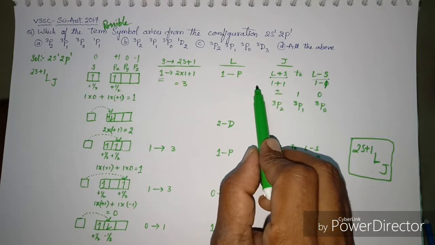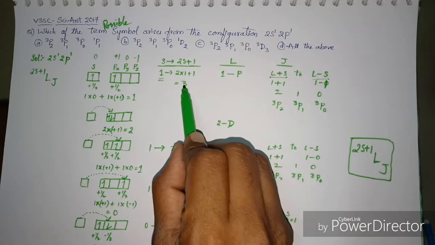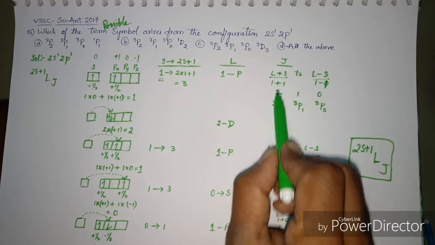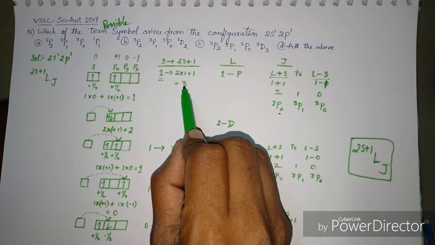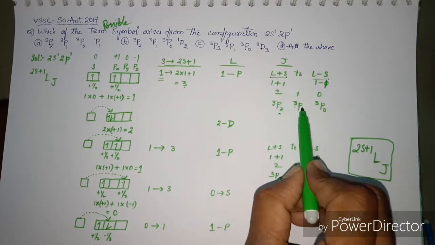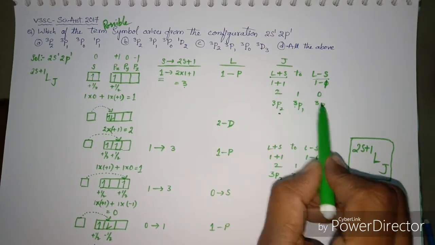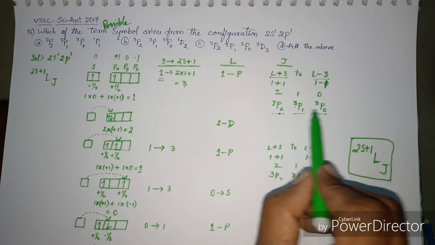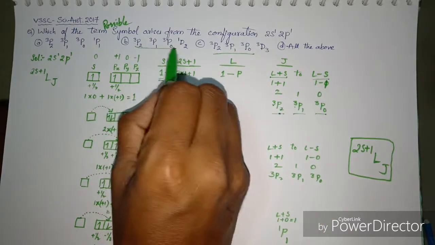So what are the possible term symbols then? Our basic term symbol is 2S plus 1 L J. 2S plus 1 value is 3, so 3P, with J value 2, 3P2. And there are other possibilities, 3P1 and similarly 3P0. So 3P2, 3P1 and 3P0. If you observe, all these are common in all the options.